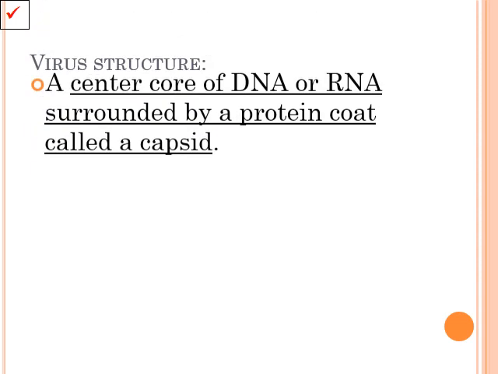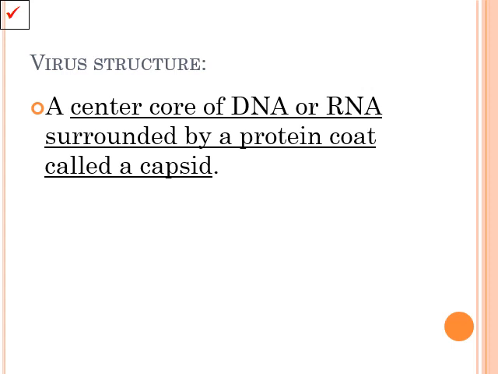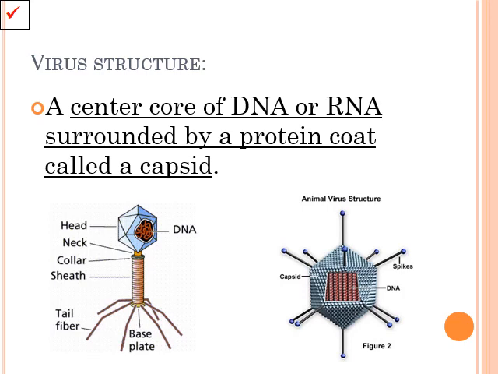So the structure of a virus has a center core of DNA or RNA surrounded by a protein coat called a capsid. As you can see here, these are two different types of viruses. Most of them have a DNA, or some type of genetic information, surrounded by a protein coat. Now the one on the left has the head, which leads into the neck, the collar, the sheath, the base plate at the bottom, and tail fibers, so it kind of looks almost like a robotic spider or insect. And these are basically gigantic hypodermic needles. They'll land, inject themselves into a host cell, and start to cause some major damage.